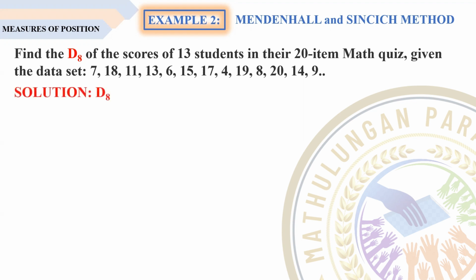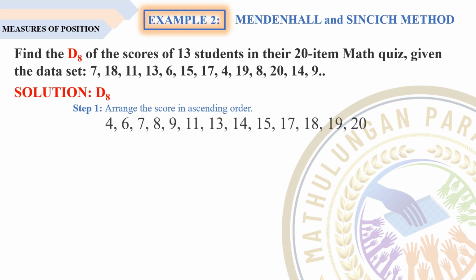So let's have our solution for the 8th decile. So step na gagamitin natin ay same pa rin since we are talking about the Mendenhall and Sincich method. So arrange the score in ascending order. So after natin ma-arrange, ito na yung ating mga data. We have 4, 6, 7, 8, 9, 11, 13, 14, 15, 17, 18, 19, and 20.